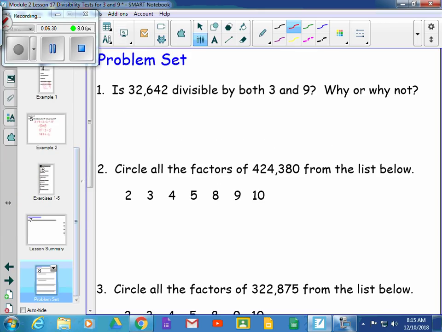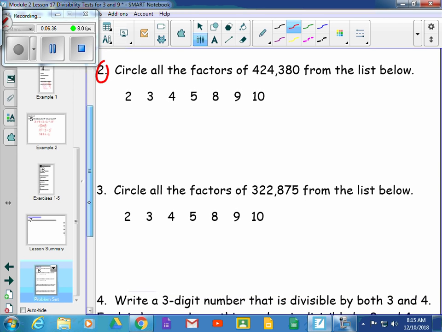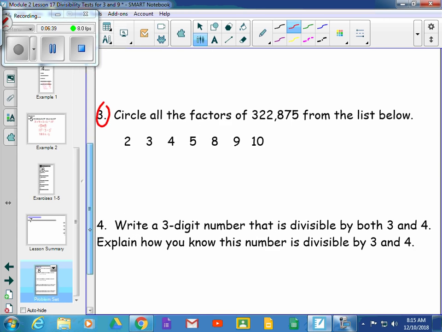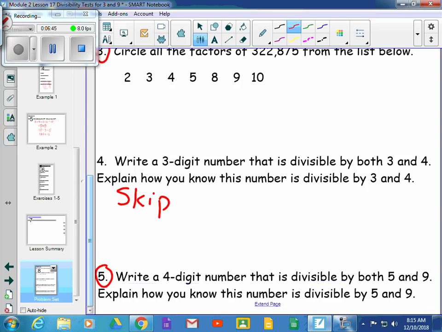I'd also like you guys to go to the problem set. I'd like you to do number 1, number 2, number 3. We can skip 4 and do number 5.